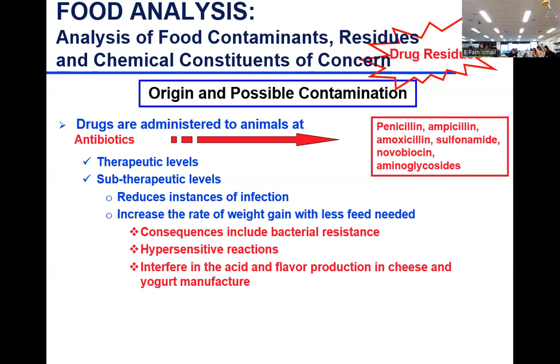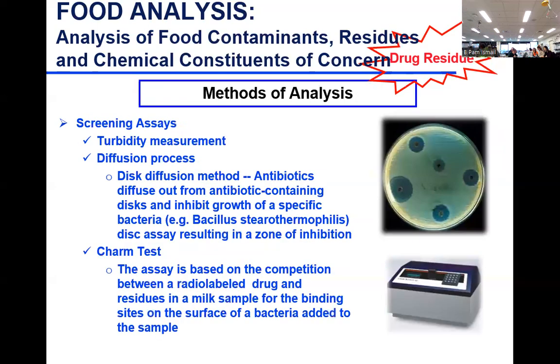Another issue is bacteria get resistance. We said that already. So the hypersensitivity reactions, and then if we are doing any fermentation and we need production of flavor or acid, then the presence of antibiotic will impact the processing. So there are quantitative and qualitative ways of measuring. The most common one is very qualitative, used for milk. Very easy to do.